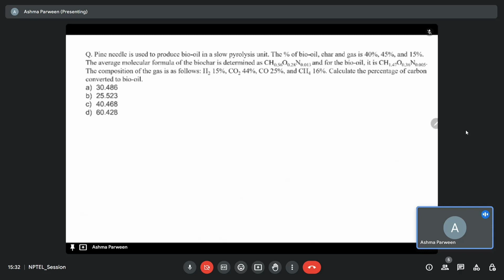The average molecular formula of the biochar is determined as this, and for bio oil is this. The composition of the gas is as follows. It contains 15% hydrogen, 44% CO2, 25% CO and 16% methane. Calculate the percentage of carbon converted to bio oil. So we have to find out the percentage of carbon which is being converted to bio oil.